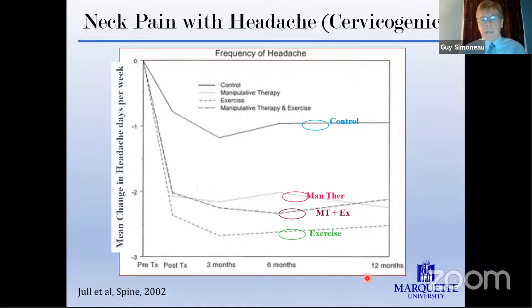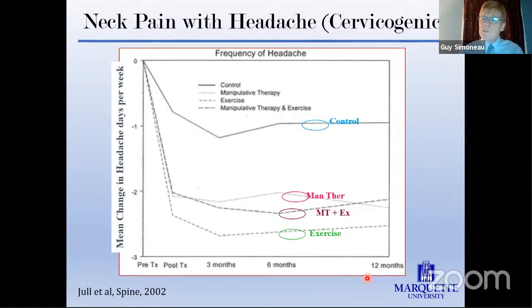There are a large number of studies that show the effectiveness of physical therapy intervention for people with cervicogenic headache. This study here by Guanjol is the hallmark of those studies. It is the first study that was done on that population, a very nicely done randomized controlled trial, still an example of how to do a good randomized controlled trial. And she showed that we can be very effective treating people with cervicogenic headaches.